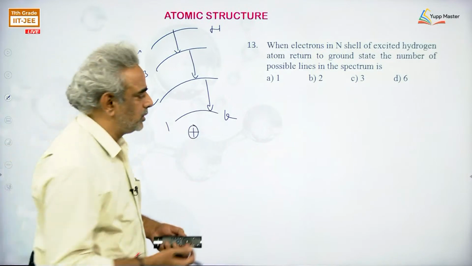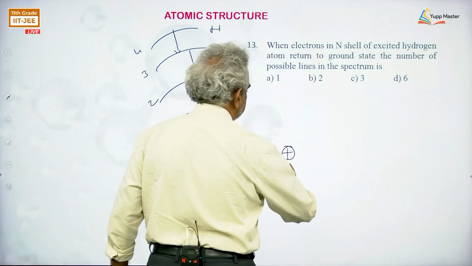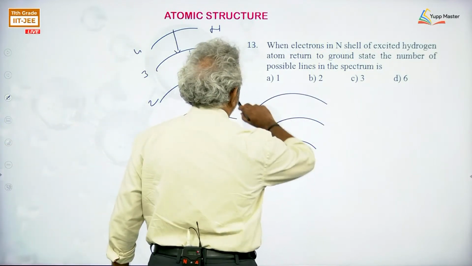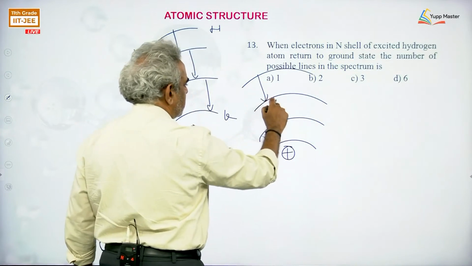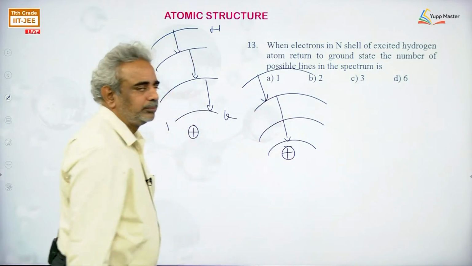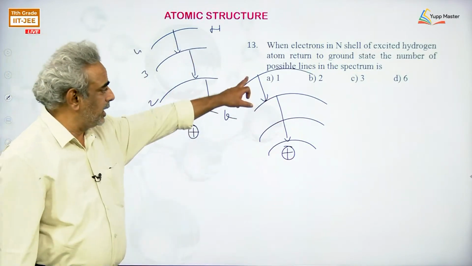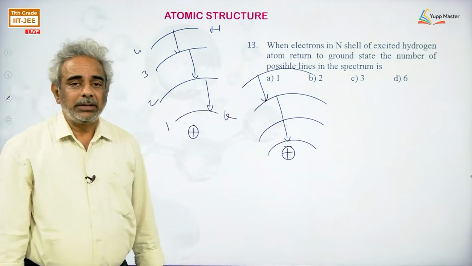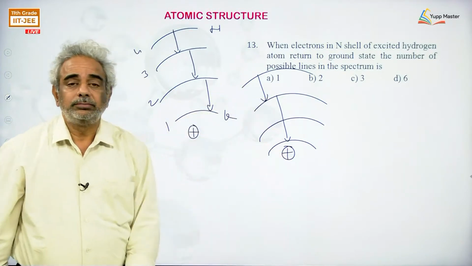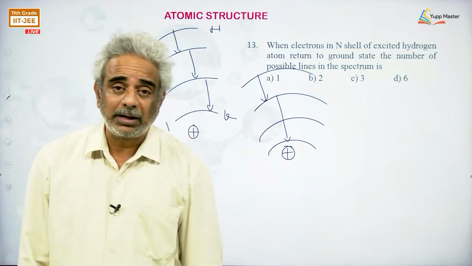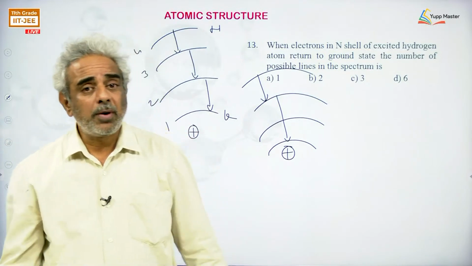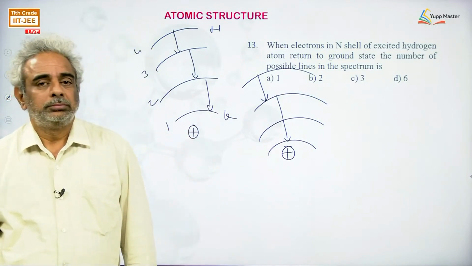Who knows, it may happen otherwise. What is the otherwise? The electron may first jump like this and then directly jump. So, you may get a Paschen line and then you may get a Lyman line. 2 spectral lines may be formed. This is case 2. Case 3.